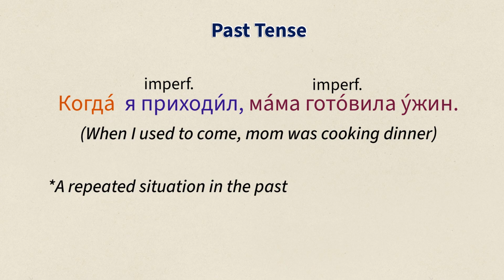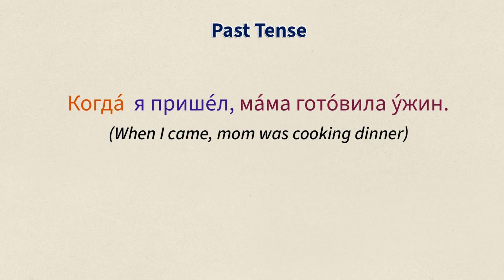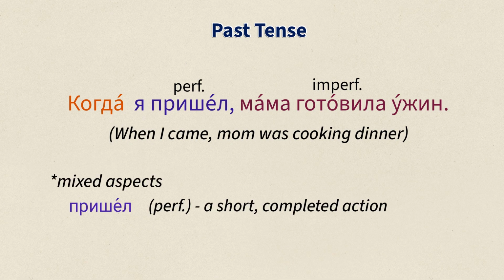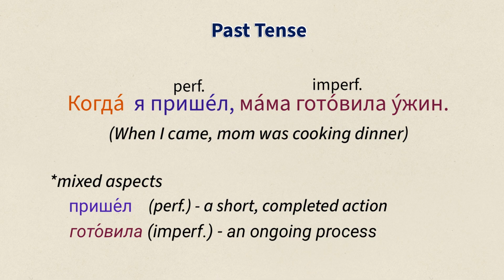And the last example in the past. Когда я пришел, мама готовила ужин. So we can see here mixed aspects. The verb пришел is perfective and shows a short completed action. Готовила is imperfective and it shows an ongoing process. This combination is very natural. It means that mom was already cooking when I arrived. One action is in progress and one is a momentary event.